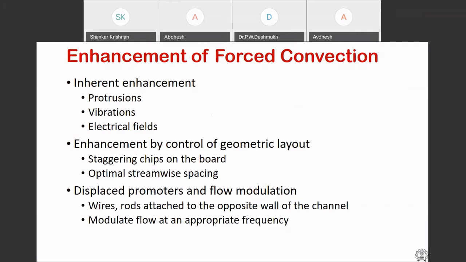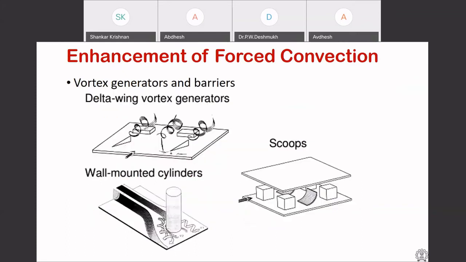Then how do I enhance heat transfer? This I'm very sure you are well aware of. There are many ways to enhance heat transfer: protrusions, vibrations, electric fields, and so on. You can stagger the chips. You can include wires or cylinders in cross flow, or modulate the flow. You can even put in a fan algorithm such that you modulate the flow at an appropriate frequency, because whenever you have flow modulation, that thins the boundary layer, so that also improves heat transfer.